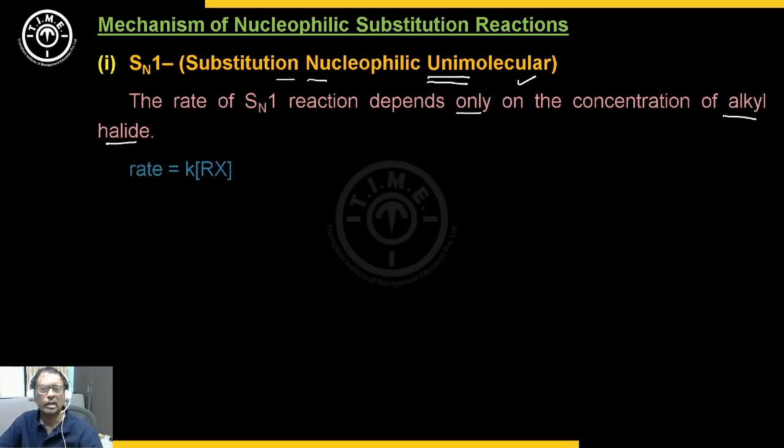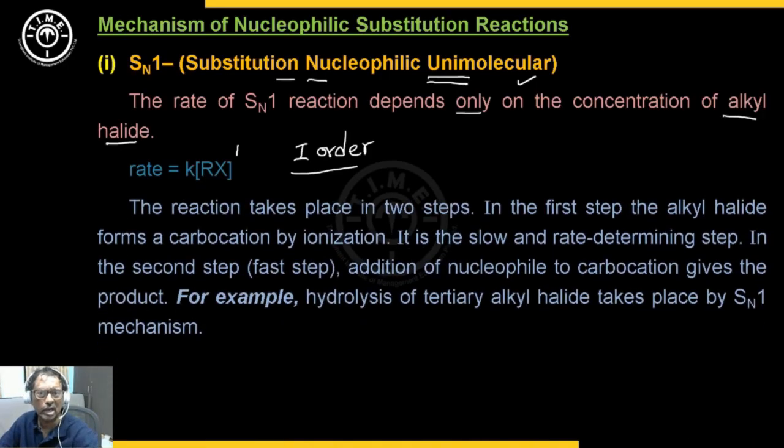Rate is equal to k into the concentration of the alkyl halide, which is given as RX. Actually, there is a power 1 here. So, it is also a first order reaction. From chemical kinetics, you know that when you have the power as 1, it is order 1. It is a first order reaction. It is also a unimolecular reaction. It's only a coincidence, right? All unimolecular reactions need not be first order, but in this case we have found that order and molecularity are matching. Clear? So, let us look at what is happening in this SN1 mechanism.